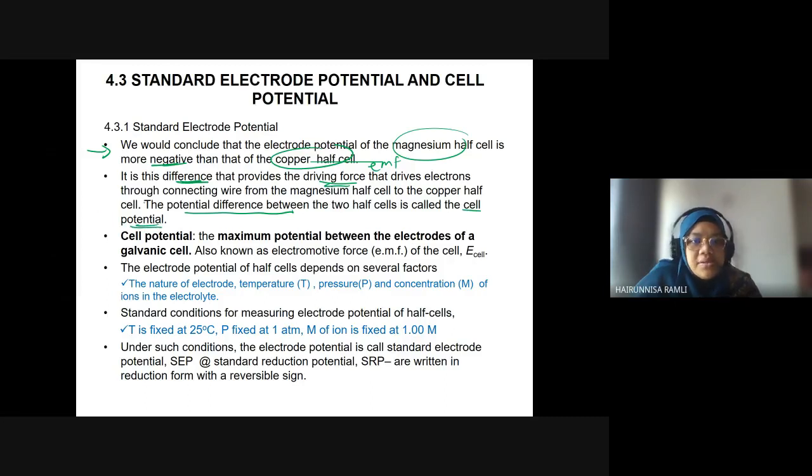Okay, so cell potential is the maximum potential between electrodes of a galvanic cell, where it is also known as EMF, electromotive force. Okay, and kita pendekkan dia, ini EMF ni value kan. So kita pendekkan dia, kita tahulah E cell. So E cell adalah a combination between two beaker lah kan. You baca kat sini, kat sini ada value kan. Ini adalah E cell, value E dalam bentuk EMF tu.